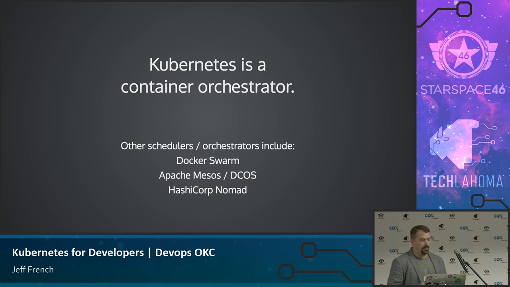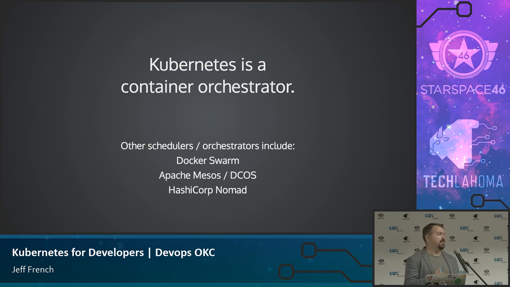So Kubernetes is not the only player in this space. There are other schedulers and orchestrators, including Docker Swarm that you may have used, Apache Mesos/DCOS, which is kind of based on Mesos, and HashiCorp's Nomad, which are just a few of the other container orchestrators and schedulers that are out there. And they all do relatively the same thing, right? Or versions of the same thing.